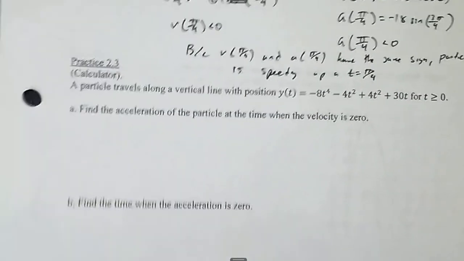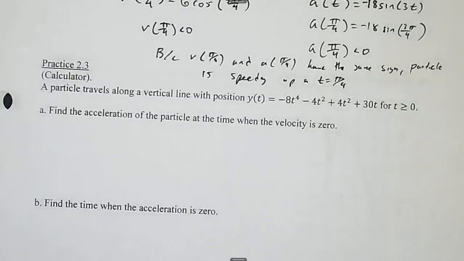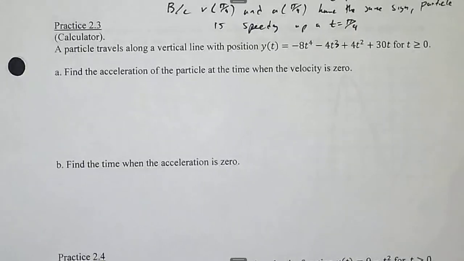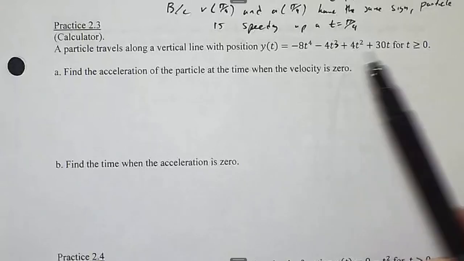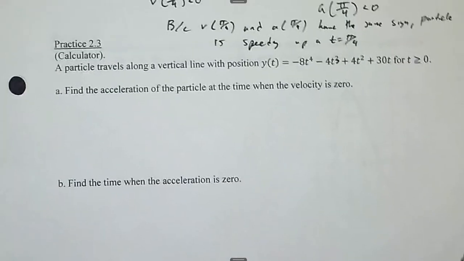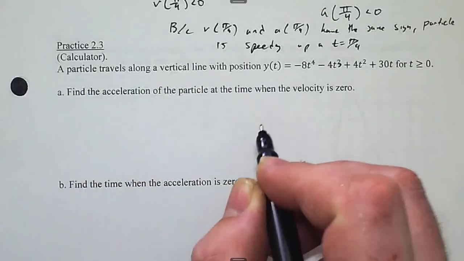All right, now I want you to do practice 2.3 and 2.4. Okay, a particle travels along a vertical line with its position y of t equal to negative 8t to the fourth minus 4t. This is a cubed, by the way, so be careful with that. It was a little typo. We're going to find the acceleration when the velocity is 0.